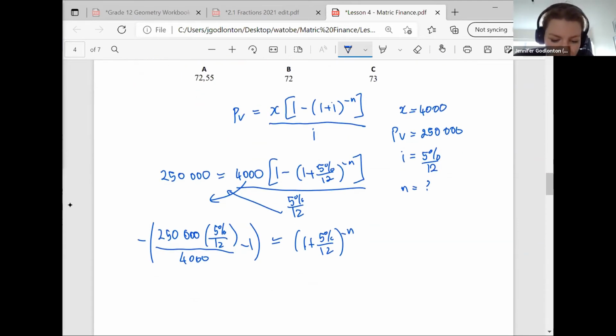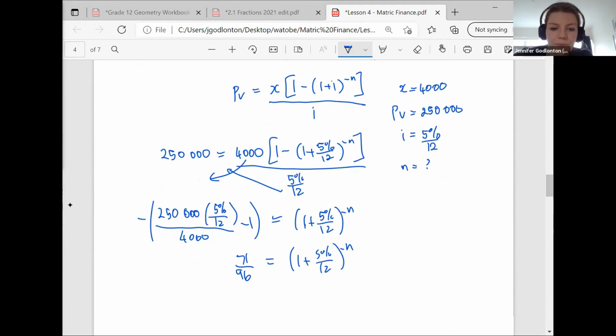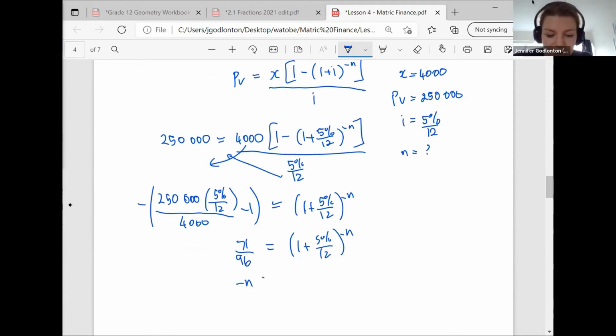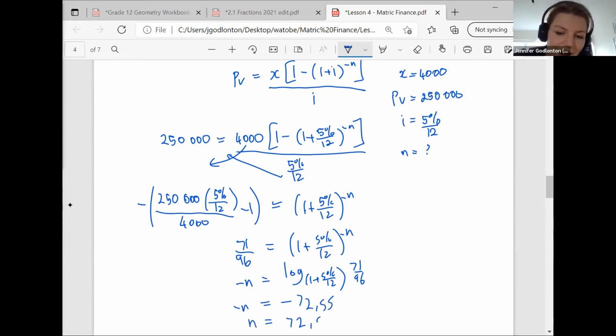So when I work this out on this side, I actually get 71 over 96, which is like a nice fraction. And that's equal to 1 plus 5% over 12 to the negative n. And then we can chuck it into our log. So negative n is equal to log 1 plus 5% over 12, 71 over 96. And this is when our moment of glory comes out. Negative n is negative 72,55, which means n is 72,55.